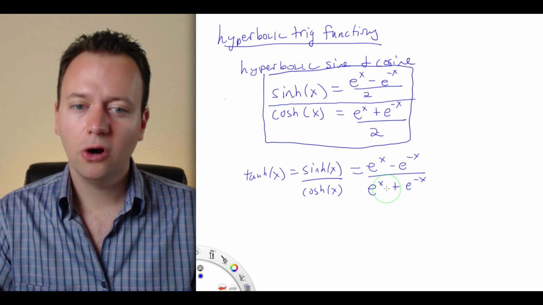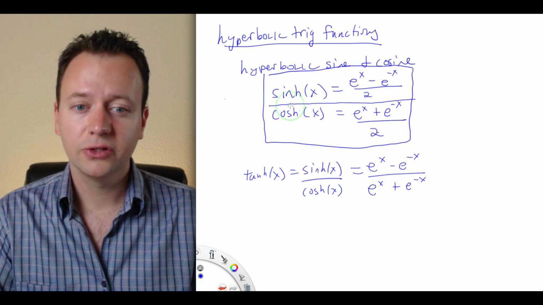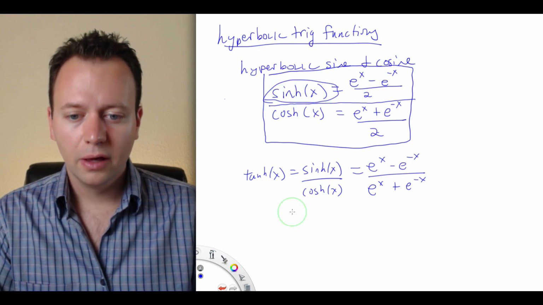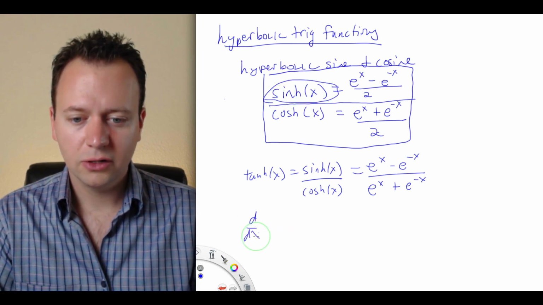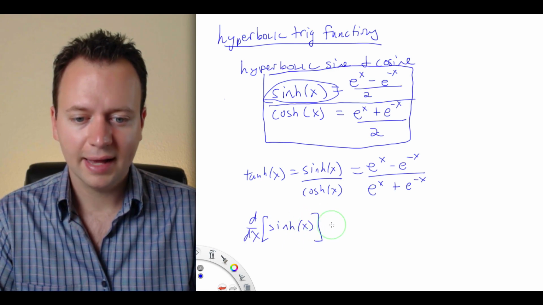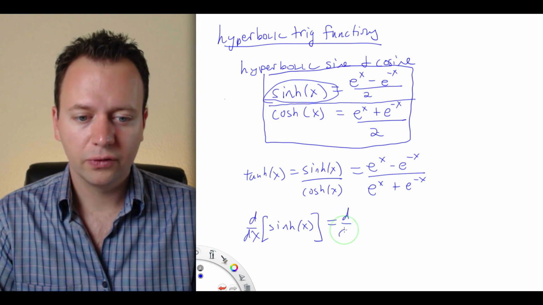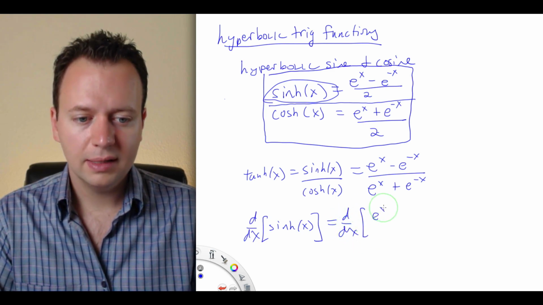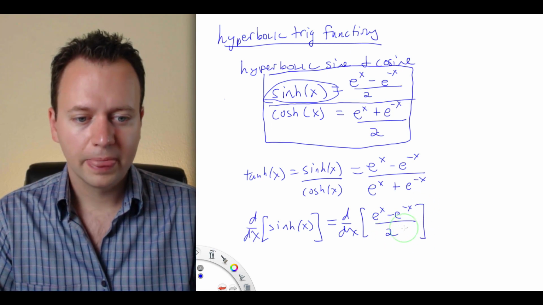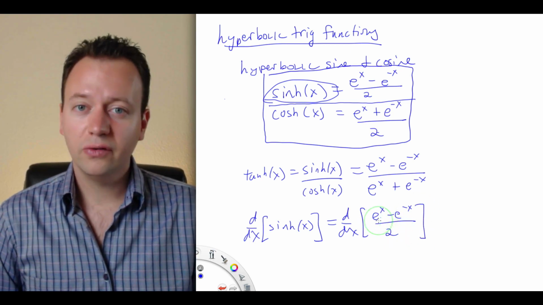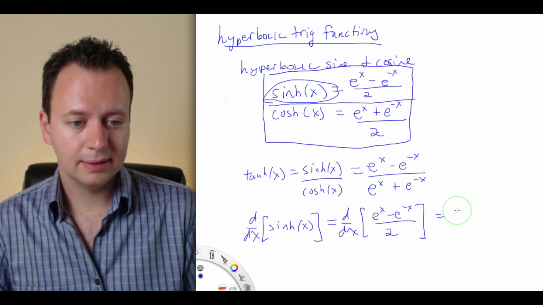So let's start with just looking at the derivatives. So let's start with the derivative of sinh. So the derivative of the sinh function, d by dx of sinh of x, is, well, this is the derivative of (e to the x minus e to the minus x) over 2. Well, the derivative of e to the x is just e to the x.